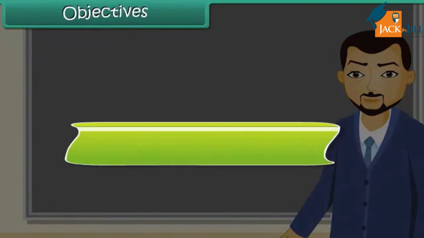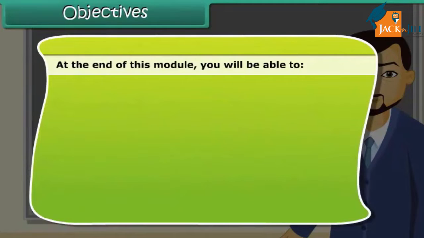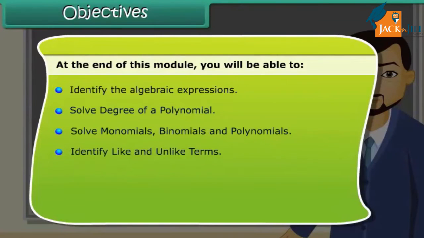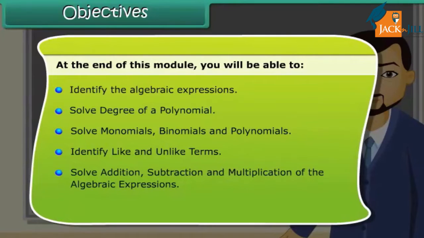Objectives. At the end of this lesson, you'll be able to identify the algebraic expressions, solve degree of polynomial, solve monomials, binomials, and polynomials, identify like and unlike terms, solve addition, subtraction, and multiplication of the algebraic expressions, describe identity and standard identities. What are expressions?